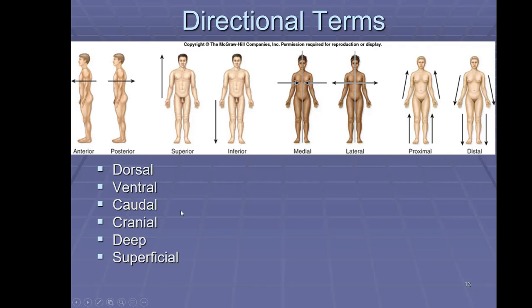Then some other terms that are used: caudal and cranial. We don't use those much in human anatomy, but caudal literally means tail end. Cranial means towards the head.